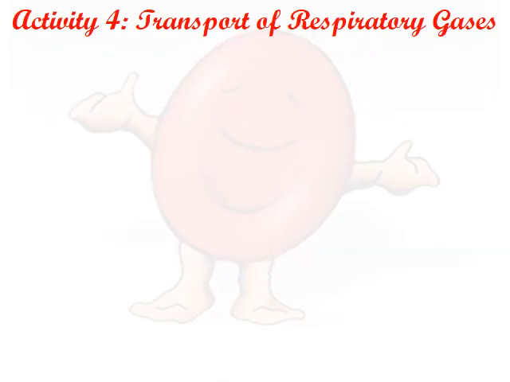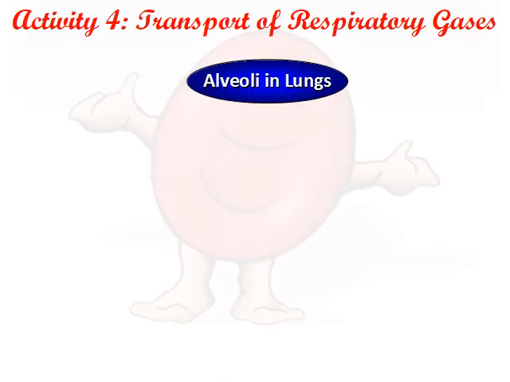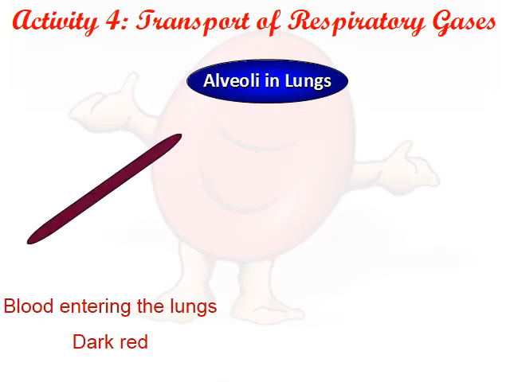Now moving to activity 4, the transport of the respiratory gases. This is one of the most important activities in the chapter of respiration. So for activity 4, we have this figure. We have blood entering the lungs. It has a dark red color because it's poor in oxygen.